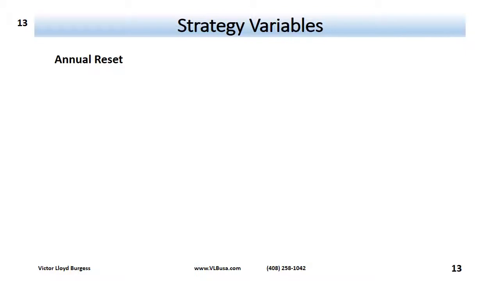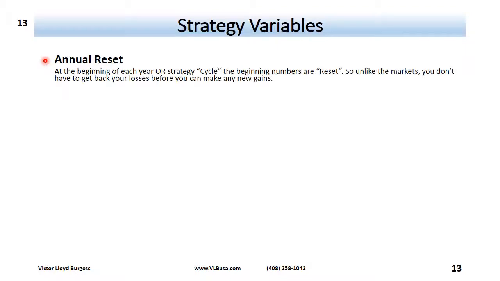Now let's look at some strategy variables. Annual reset. I've said it a couple of times. What that means is at the beginning of each year or strategy cycle, the beginning numbers are reset. So unlike the markets, you don't have to get back your losses before you can make any new gains. Imagine when you do that on the S&P. Every time you lose money, you erase that you lost it, and you just keep what you had. And you reset it, so that's the beginning for the next year.